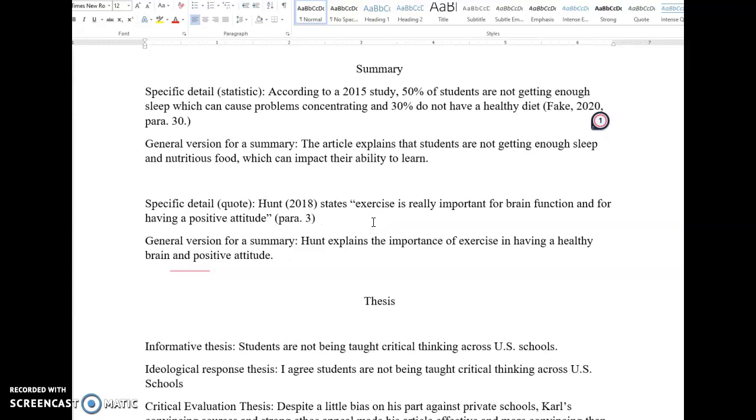Instead of including something like this, where you have a direct quote, that takes up a lot of real estate in a summary. A direct quote takes up so much space in an area where you don't have a lot of space to explain all of the major points of an entire article. So if it really is an important thing that you want to pull from the article, pull out the idea and explain a general version of why that idea is a major detail. And you can see the example is, Hunt explains the importance of exercise and having a healthy brain and positive attitude. The reason that this quote is included is because it explains a larger piece of the argument.